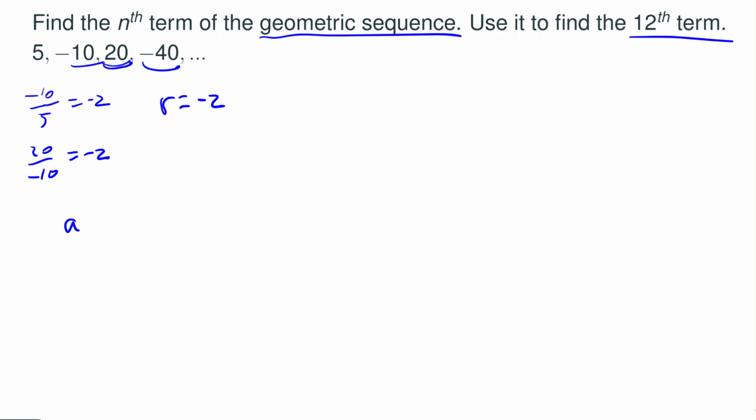So then what is the nth term formula for a geometric sequence? It is the first term times the common ratio, -2.